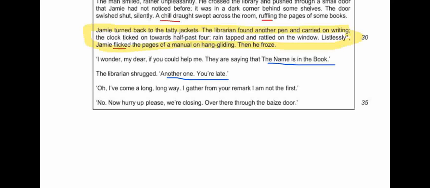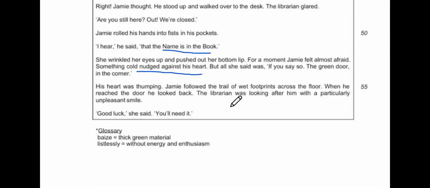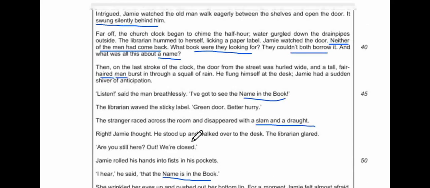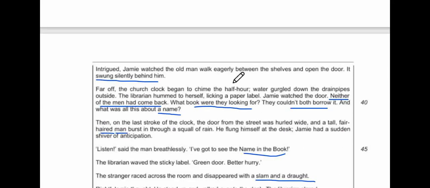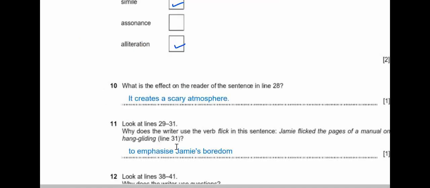Then he froze. Flick means to turn the pages of a book very quickly for a very short time. So the word flick in here and listlessly in here mean it's done without energy and enthusiasm. So it emphasizes Jamie's boredom. So let's type the answer for this: flick, to emphasize Jamie's boredom.